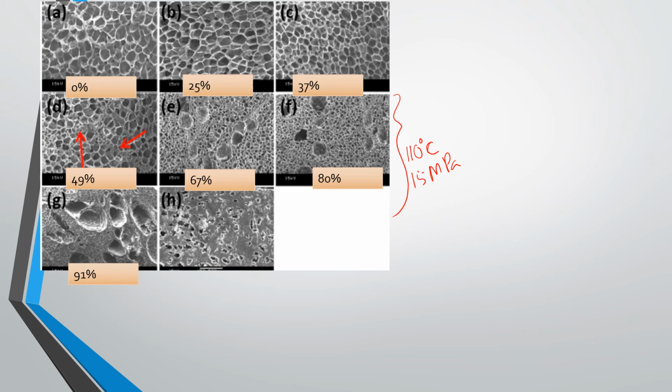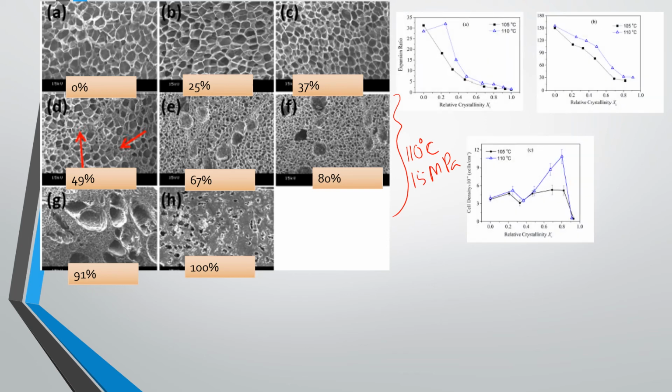And finally, in the final picture of the 100% of relative crystallinity, it shows there are no bubbles, so there is no density occurs in the picture number H. So we can summarize all these pictures into actually three figures, as you can see on the right hand. This is figure 6, the figure number 6 in the article.